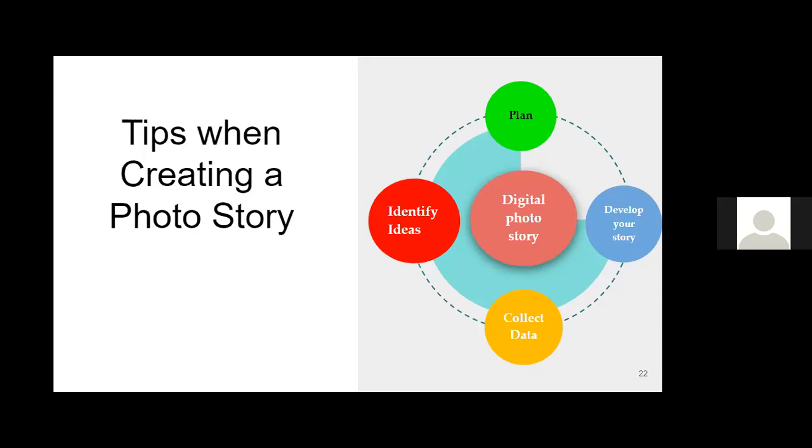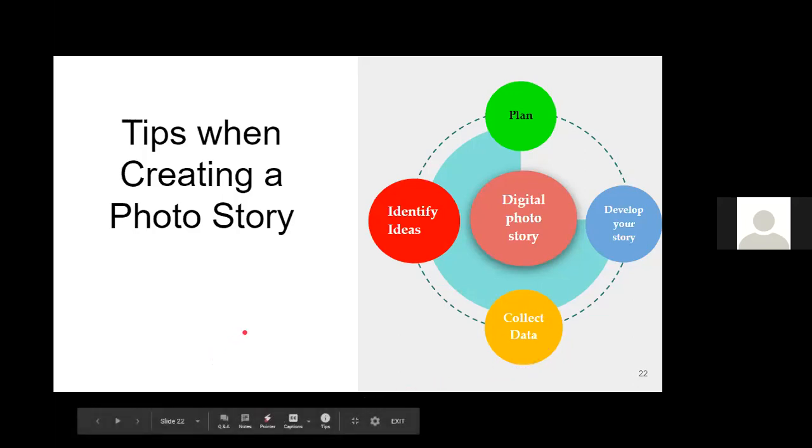Collect the data. This will mean images that you need to get. You'll source them from the internet. Narrative voice: if your voice is not very good, hire somebody to do the narration for you. Or even music. You need to look for some music to accompany your digital photo story. And then you need to develop the digital photo story itself, and then share, present and publish it. For digital photo stories, we have quite a number of software that we can use.